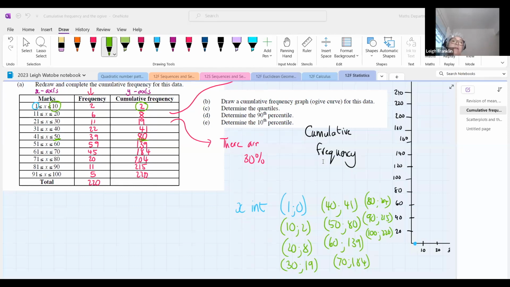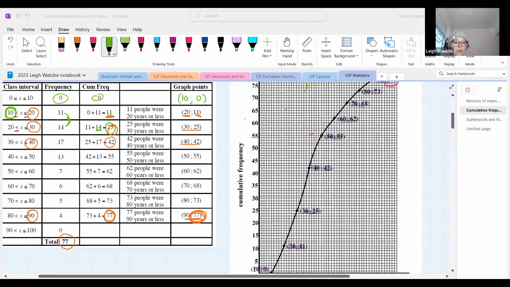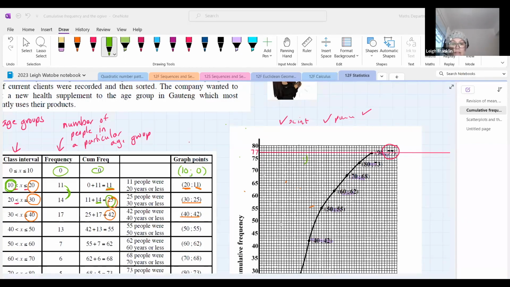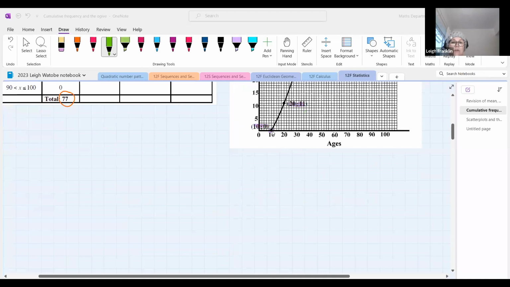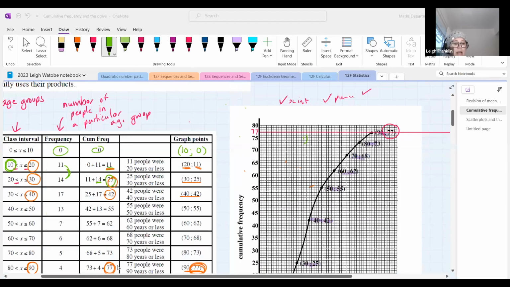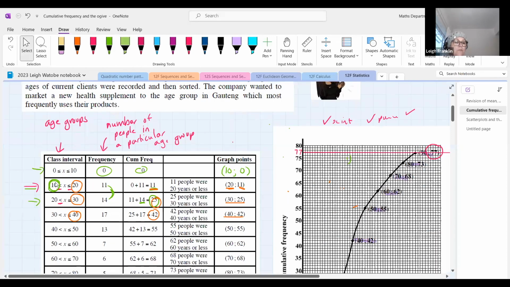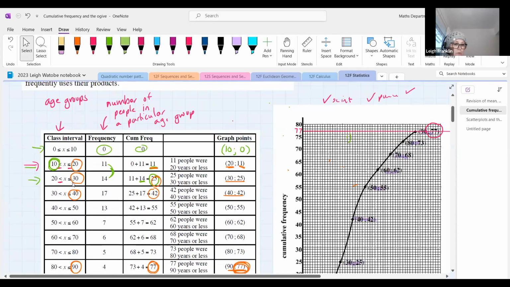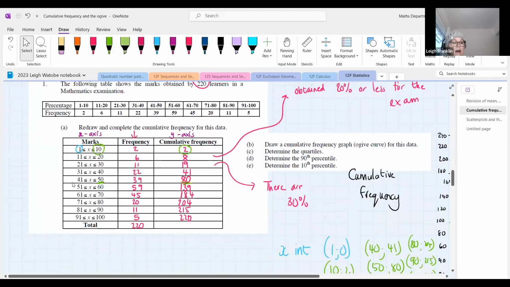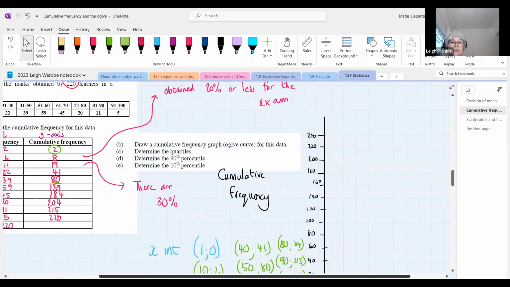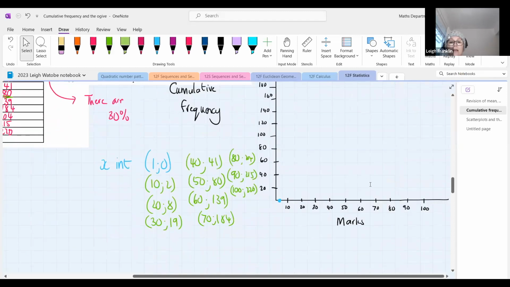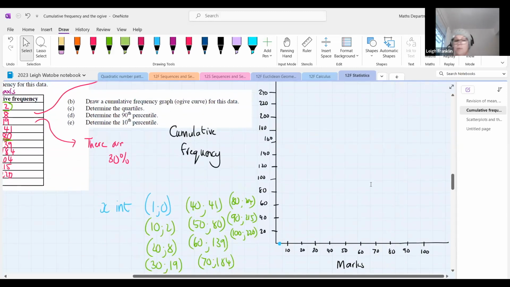No, Gantle, it depends on your data. If you have a look at the previous example, our x-intercept was at 10 and 0. We were talking about ages. 10 was the lower bound of the first class interval. In this data over here, the lower bound of our first class interval is 1. That's why the x-intercept is at 1 and 0. So it just depends on what you've been given.